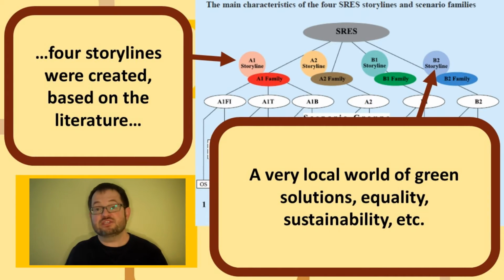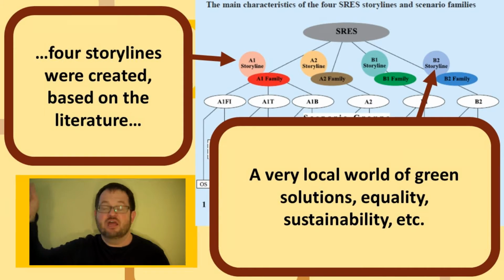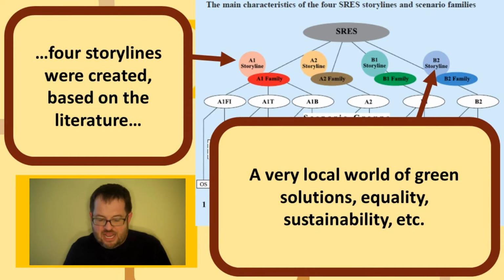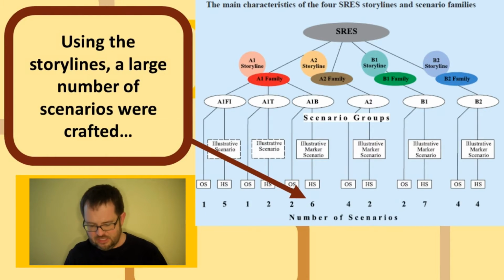And then finally, the B2 storylines, which are a very local world with more green solutions, because we don't have the ability anymore to haul petroleum across the planet, or dig coal off the mountains in West Virginia and sell it on the marketplace to Europe or whatever, or haul natural gas from Russia into Eastern Europe. I mean, we have a greener world in part because we don't haul stuff around the whole planet anymore. So based on these storylines that are crafted, a large number of scenarios were created. In fact, that's what those numbers along the bottom are. So there will be, let's say, 6 scenarios within the A1B family.